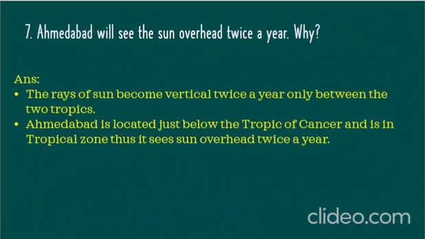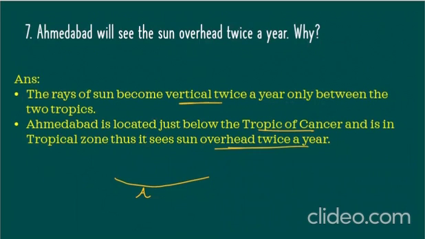Okay, that's the difference. Now, Ahmedabad will see the sun overhead twice a year. Why is it so? The rays of the sun become vertical twice a year only between the two tropics. Ahmedabad is located just below the Tropic of Cancer. The Tropic of Cancer is crossing here. So that is why it is in the tropical zone, and thus it sees the sun overhead twice a year. That's why, between the Tropic of Cancer and Capricorn, Ahmedabad will be able to see it both times.